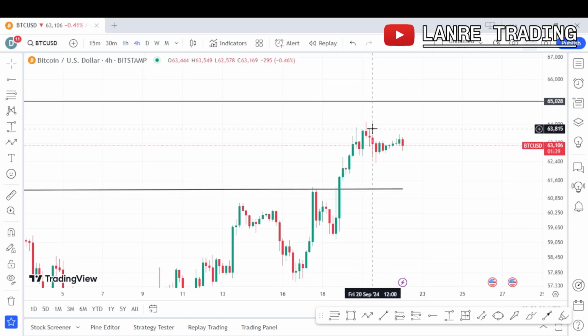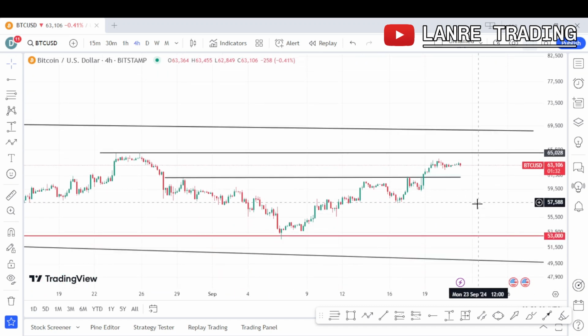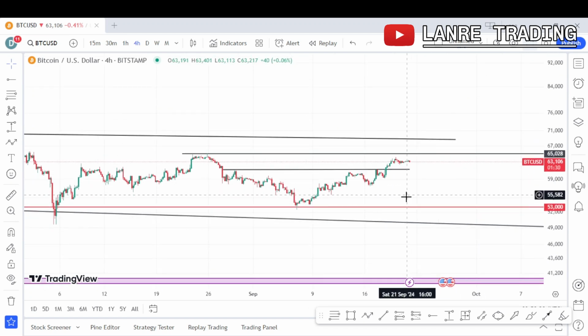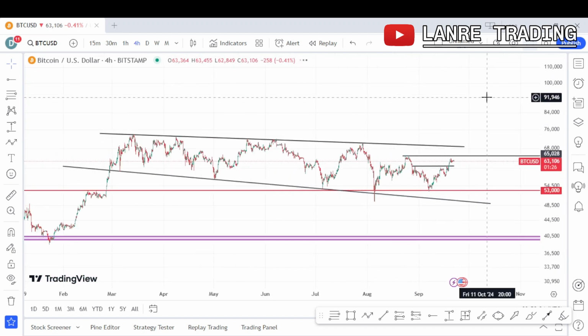So in case you want to trade, you just wait for price to correct itself to test this neckline, then you can take a long position. So that's just the overall picture about BTC USD. We are expecting price to come to 90,000. That's just for BTC USD.